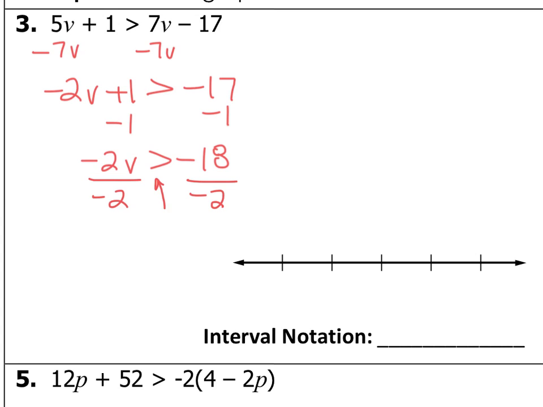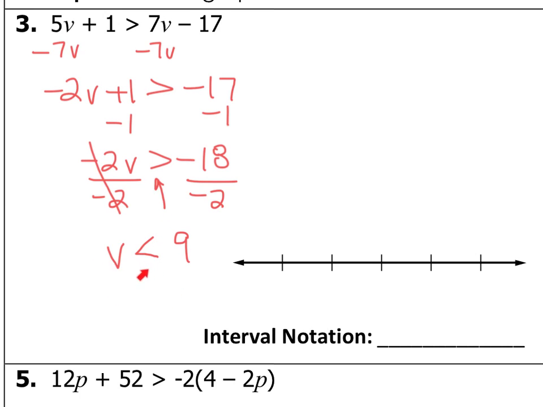So when I do that, the -2 divides out with the -2, and we end up with v. Now I have to reverse that inequality: v is less than +9. So once I have my solution, now I can graph it. So I have this as my solution set just like we saw before.